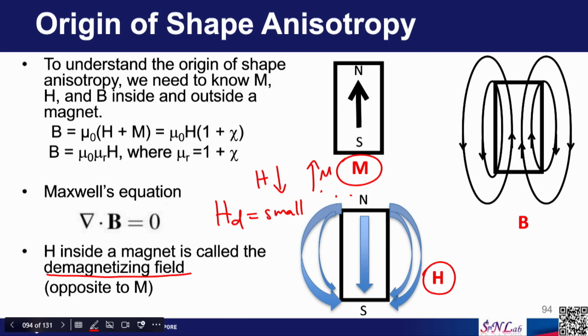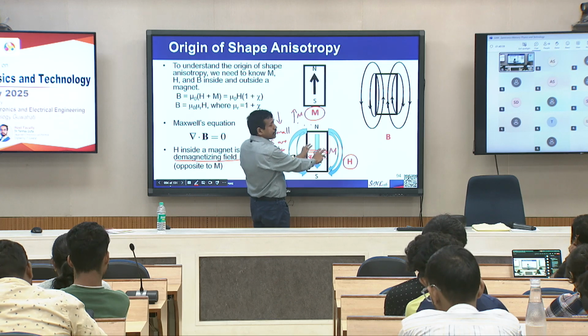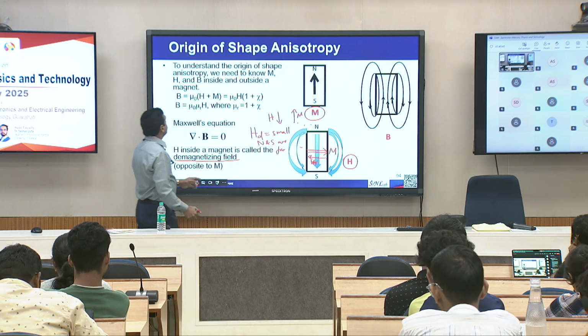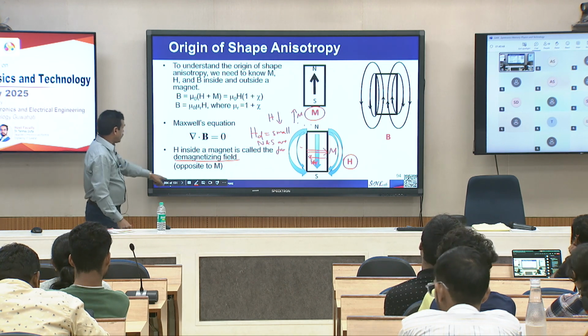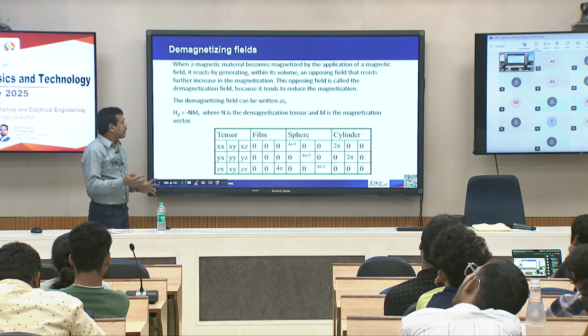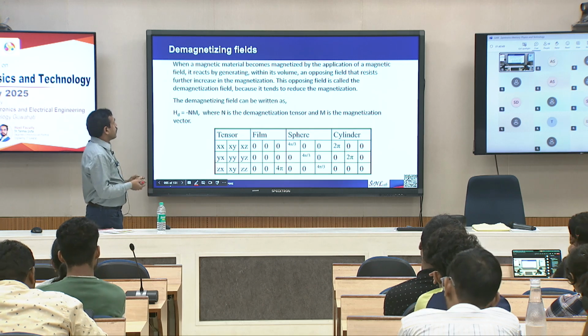It is small when the north and south poles are far away. Let us say I magnetize this magnet along this direction, then my demagnetizing field is along this direction. Now, north and south pole are nearer, so this field will be stronger. So, it will not favor this direction. This is the origin of shape anisotropy. The demagnetizing field gets larger in certain directions.